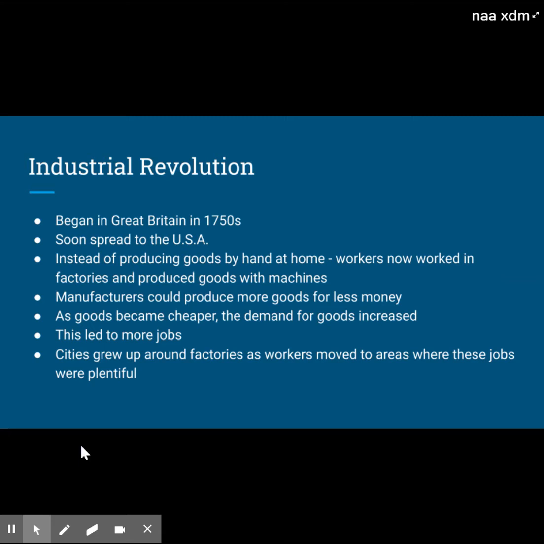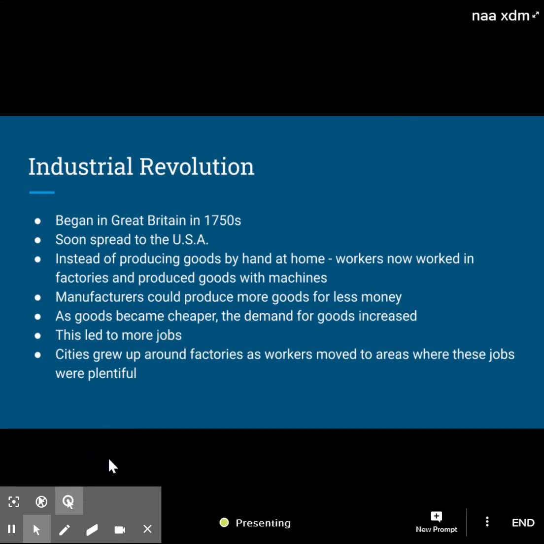Okay. So this idea, as goods become cheaper and the demand increases, that's also going to increase the demand for jobs, which is going to lead to even more people moving into the cities, and it's going to cause urbanization, or the growth of cities.